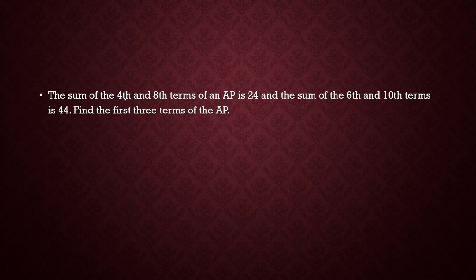Next question. The sum of the 4th and the 8th term of an AP is 24. 4th term A4 plus A8 is how much? 24. And the sum of the 6th and 10th term is 44. A6 plus A10, they have given it as how much? 44. Find the first 3 terms of the AP.